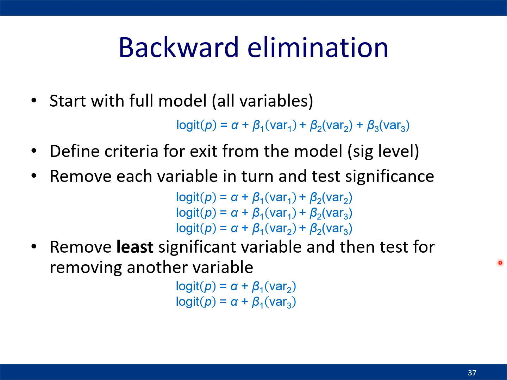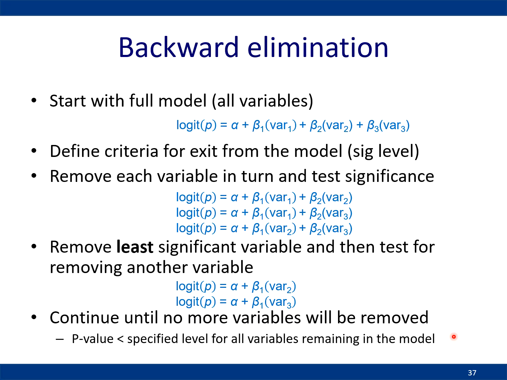And in this case now we would remove the least significant variable and then test for whether another variable should be removed. So here, for example, variable 1 was removed as the least significant variable. We would then fit models without the next variable and see whether any additional variables should be removed. And here we continue that process until no more variables will be dropped from the model. So here all other variables would remain in the model if their p-value is less than the specified level.